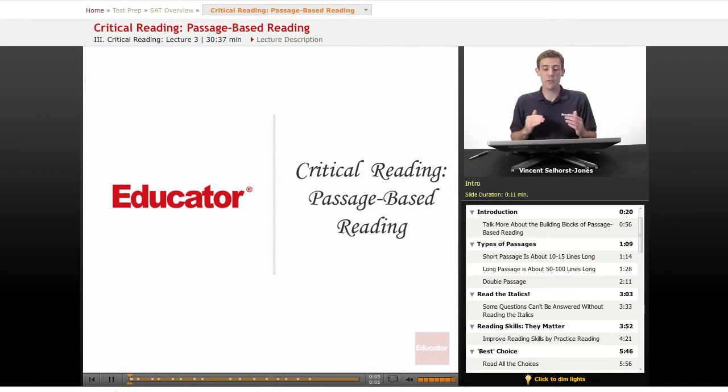Today we're going to continue moving with critical reading, and now we're going to talk about passage-based reading, the second subsection of the critical reading section for the SAT.